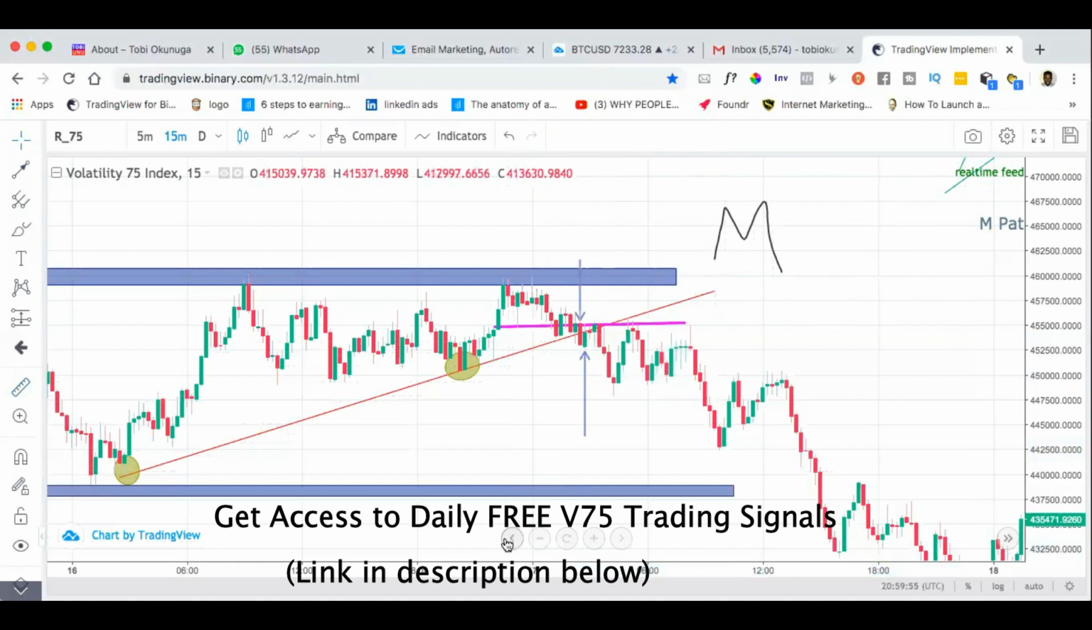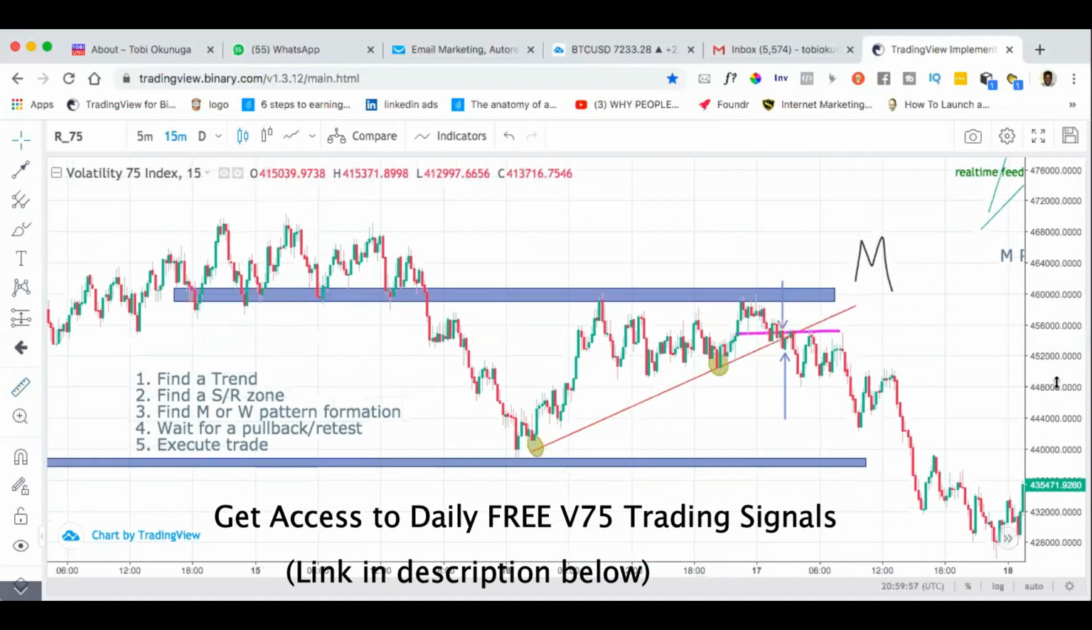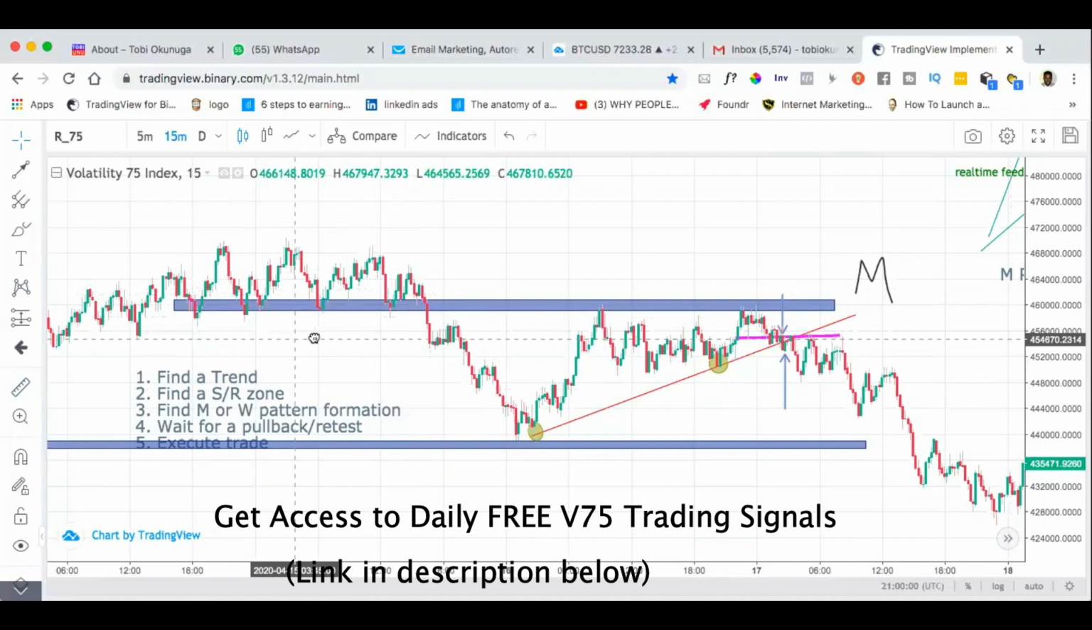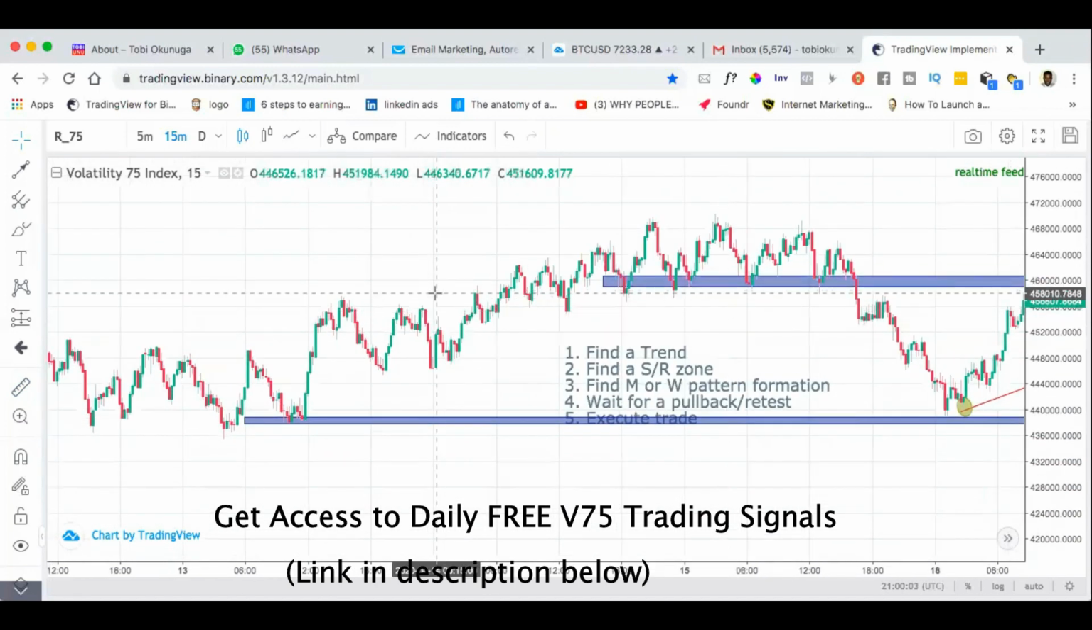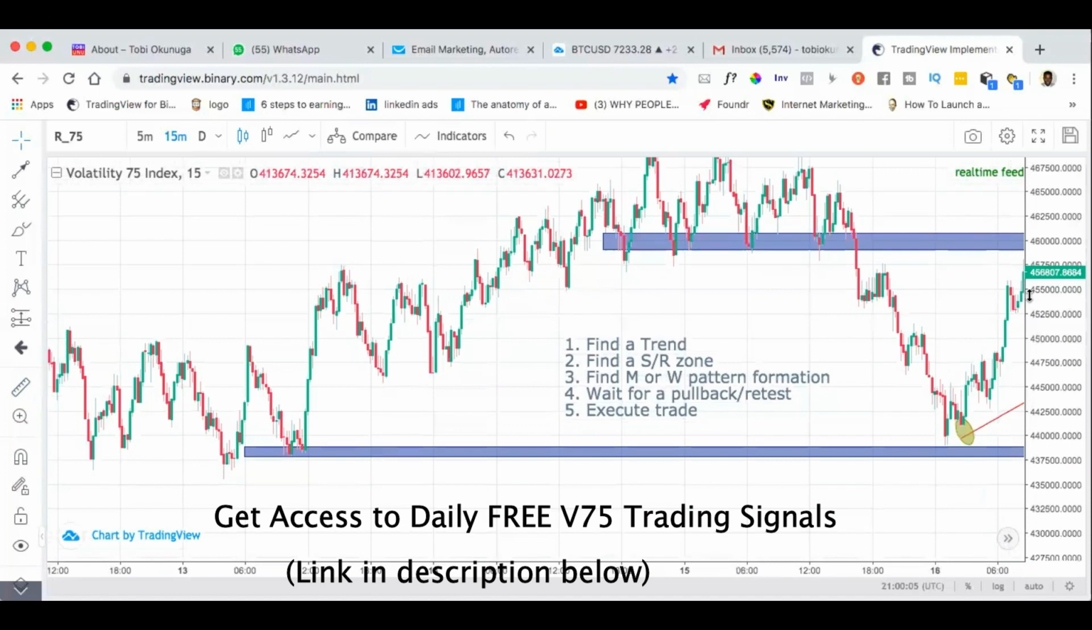Because of time, I cannot go into all of the examples in this particular chart. But once you go through it yourself, identify why the market is going down and why it is going up. At every point that the market is going up or down, there is either an M pattern forming at resistance, a W pattern forming at support, or head and shoulders or V. There is no reversal in B75 that is not preceded by these pattern formations.